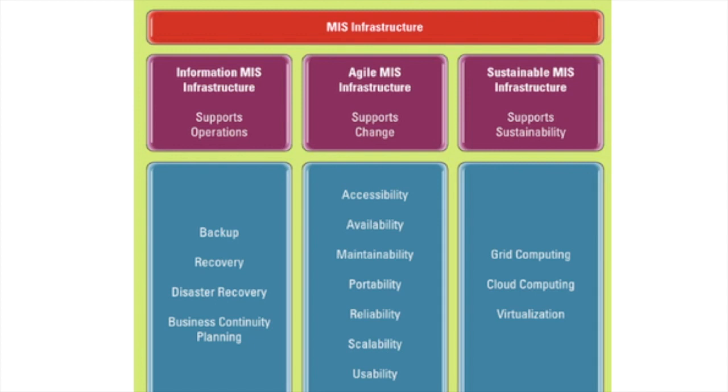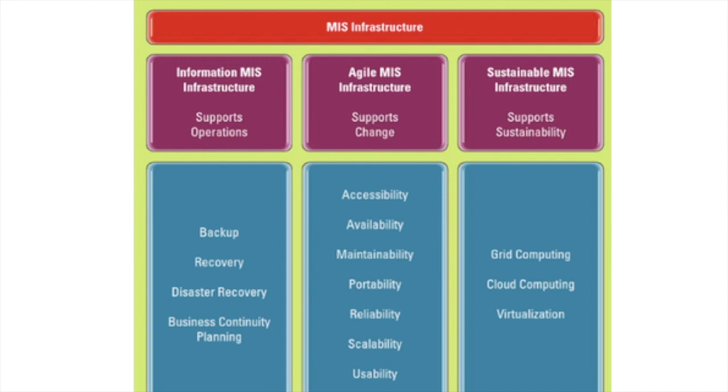Next, I am going to explain the MIS infrastructure. There are basically three main parts in developing a good MIS infrastructure. The first is support operation. Support operation mostly consists of backup, recovery, disaster recovery, and the business continuity planning process. So this is the support operation.